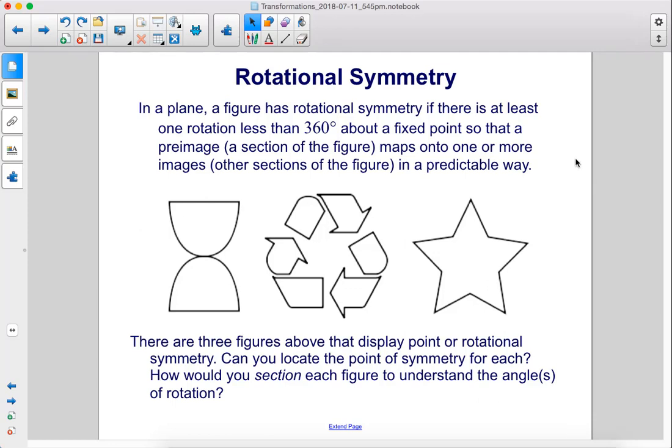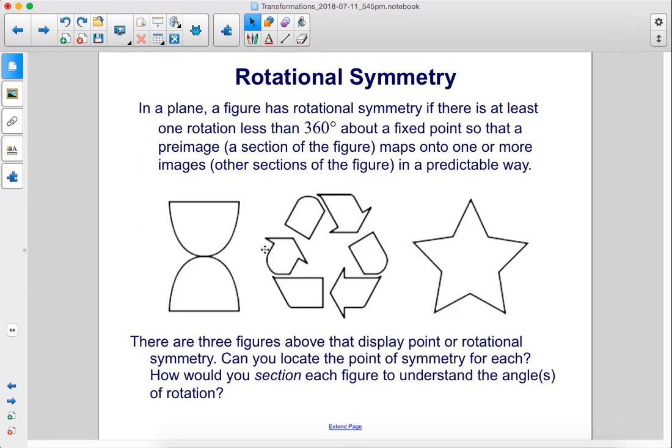Rotational symmetry. In a plane, a figure has rotational symmetry if there's at least one rotation less than 360 degrees about a fixed point, so that a pre-image, a selection of the figure, maps onto one or more images or other sections of the figure in a predictable way.